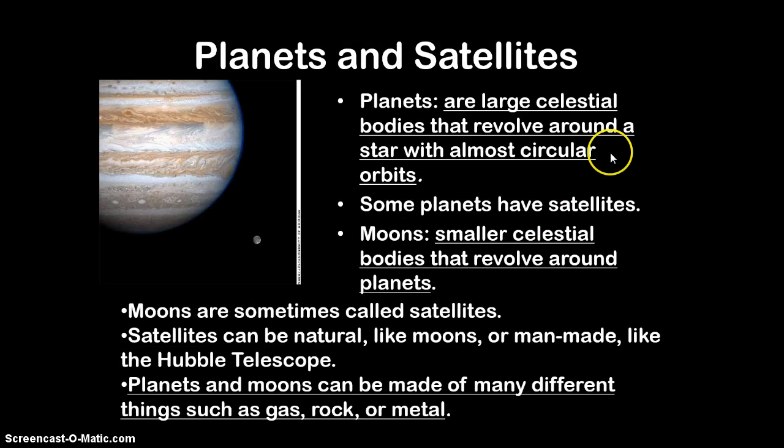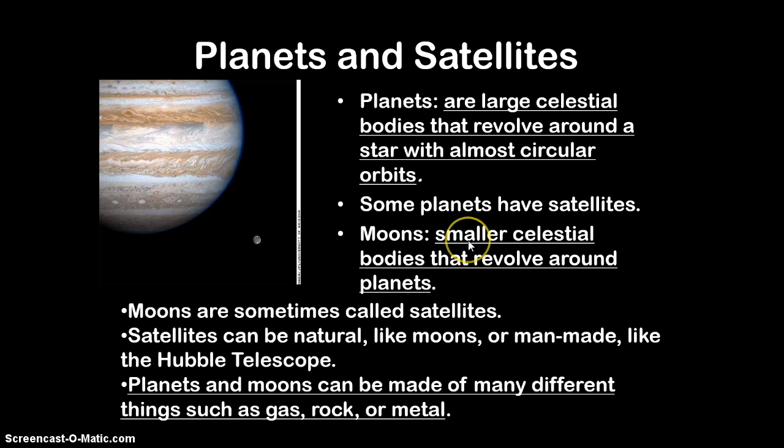Planets: large celestial bodies that revolve around a star with almost circular orbits. Okay, celestial, we talked about what that was. Some planets are going to have satellites. Satellites is not necessarily talking about dish network TVs. A satellite is anything that is going to revolve around or orbit around a bigger object. Our moon is considered a satellite.